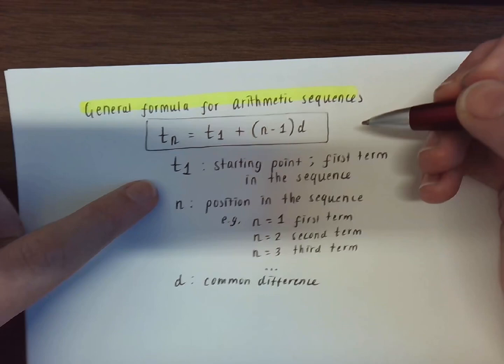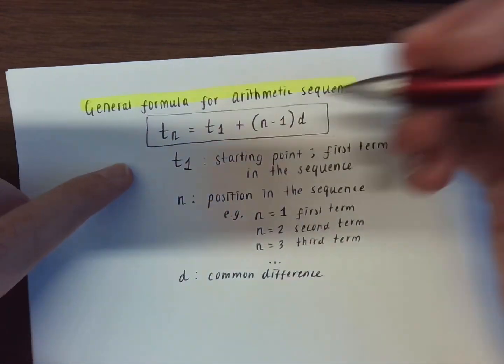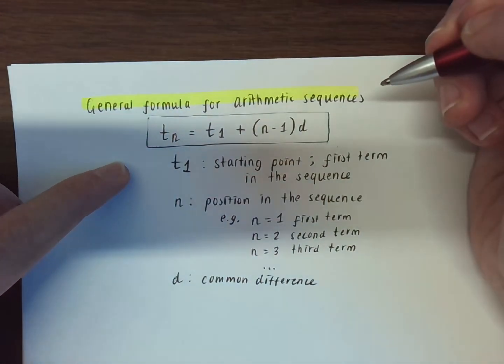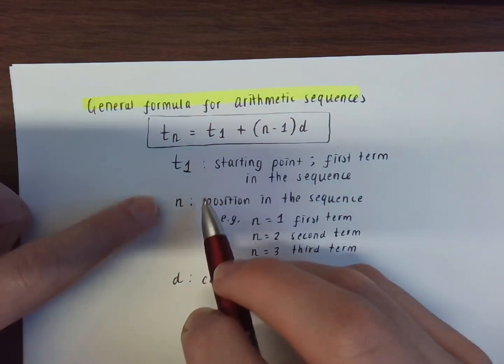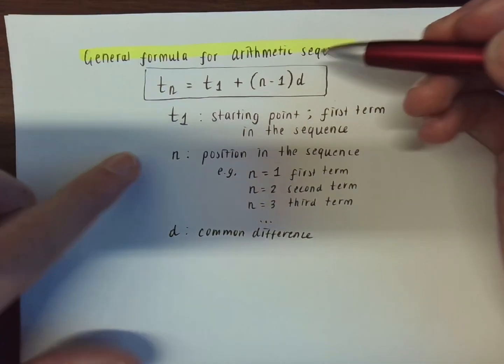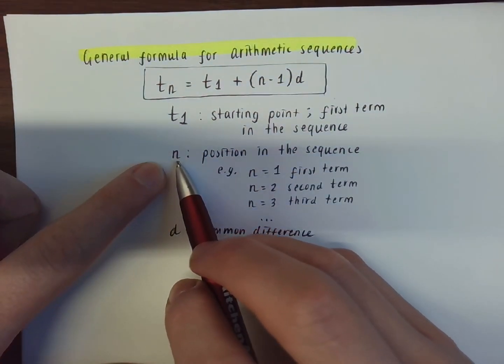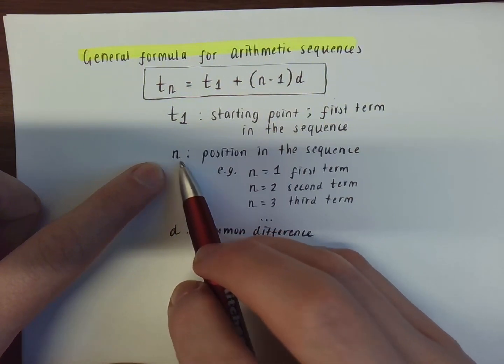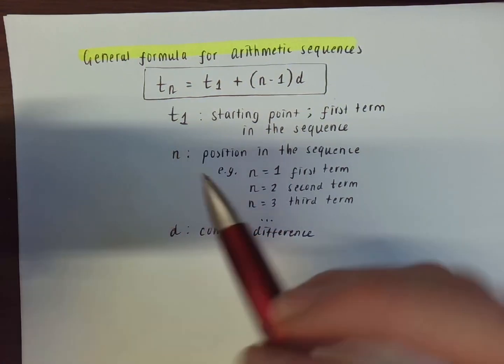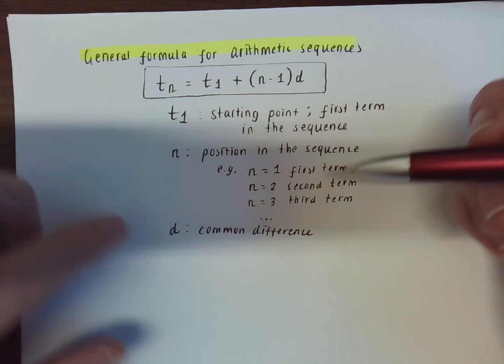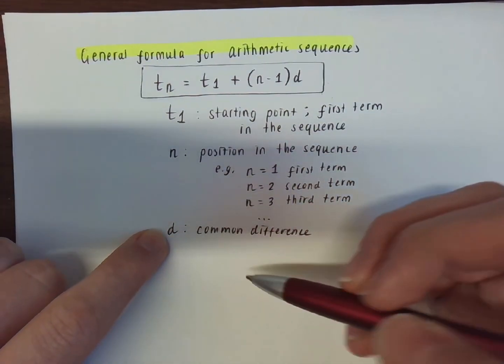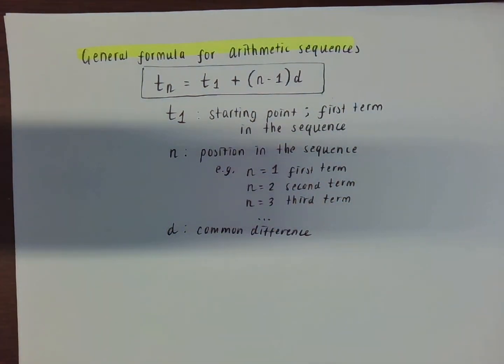So we always need to know the starting point, t1, the first term. We need to know, well, what term are we talking about? If it's the 16th term, n equals 16. If it's the 5th term, n equals 5, etc. And then d is our common difference. So let's do a couple of these examples.